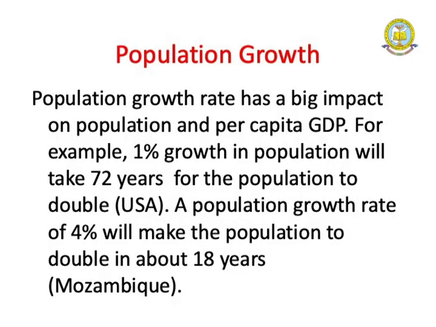The second one is population growth. Population growth has a big impact on per capita GDP. For example, 1% growth in population per annum will take 72 years for a country to double its population. For example, in USA it happened, and a population growth rate of 4% will make the population double in 18 years. In Mozambique, the population doubled in 18 years because the population growth is 4%.